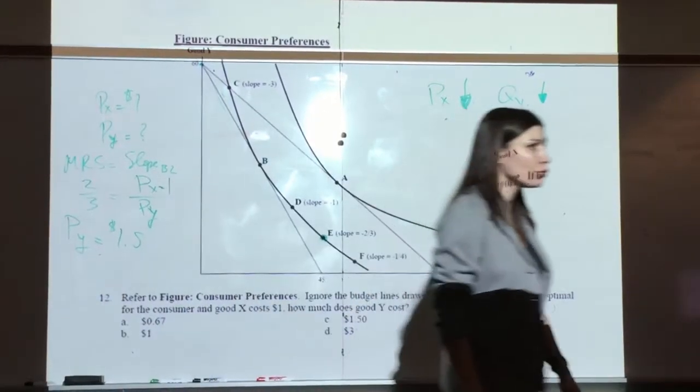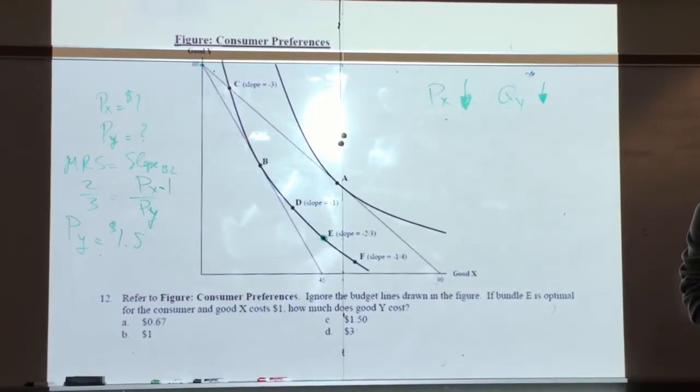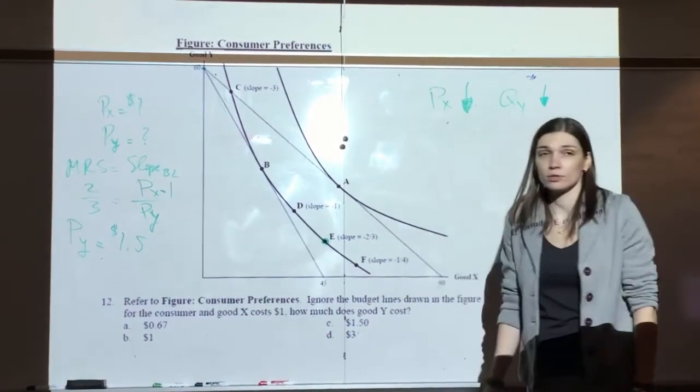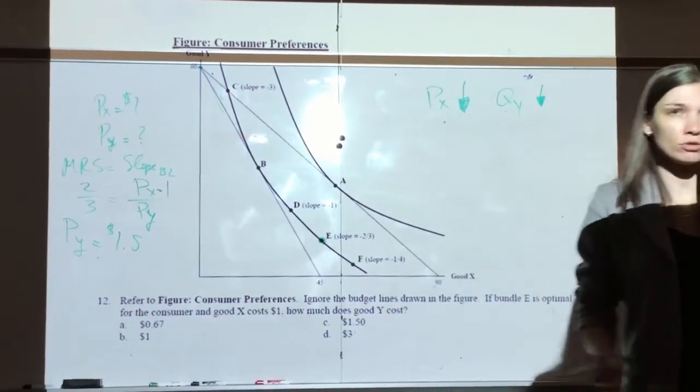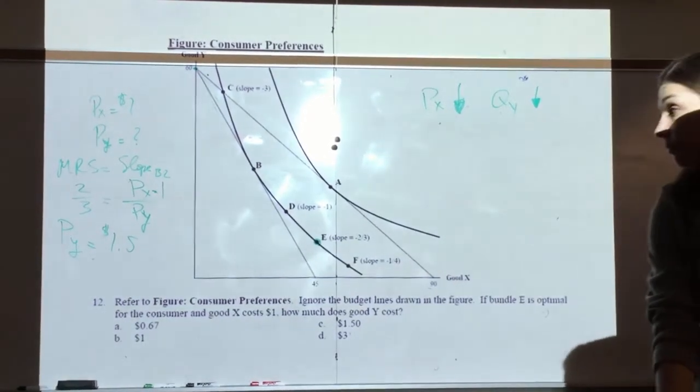Okay? So here all you need to know is that the slope of the budget line is the relative price. It's price of X over price of Y. And that at the optimal point, the marginal rate of substitution equals the slope of the budget line. So there's 2.